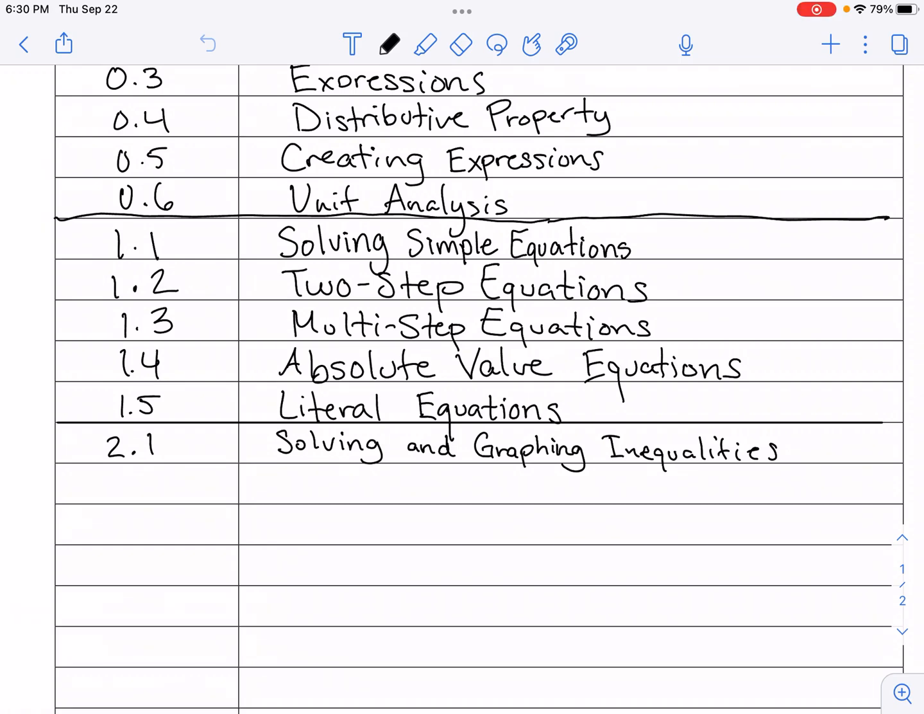All right, let's complete our table of contents. We spent a little bit of time on 1.1. We're now moving on to 2.1. We're now on 2.2, still dealing with inequalities. This is solving inequalities.